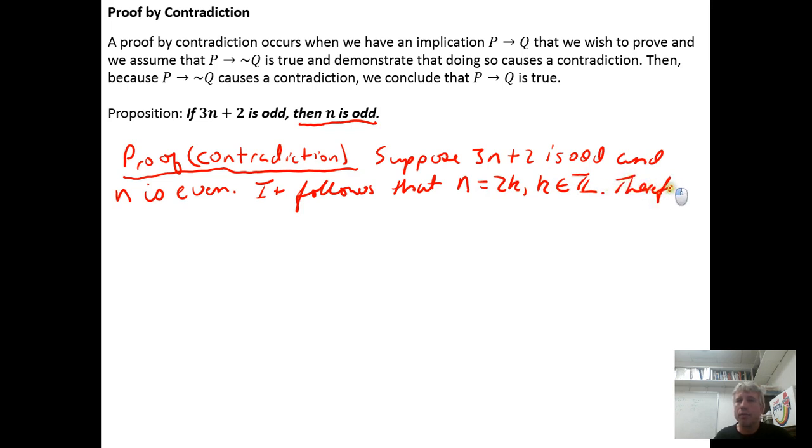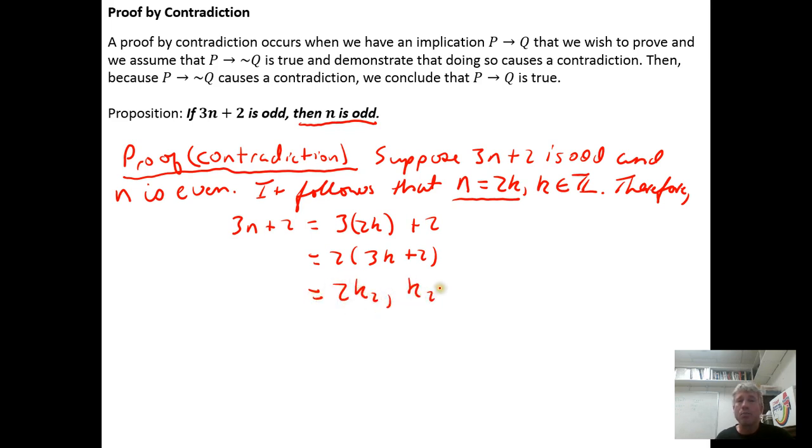Therefore, now we'll do a little bit of math. 3n plus 2 equals, we assumed that n is even, which means we can replace the n with 2k from right here, plus 2. This equals 2 times (3k plus 1). And now we can see that 3n plus 2 is an integer multiple of 2, which means 3n plus 2 is going to be even. So it equals 2 times k sub 2, where k sub 2 is the 3k plus 1 integer.